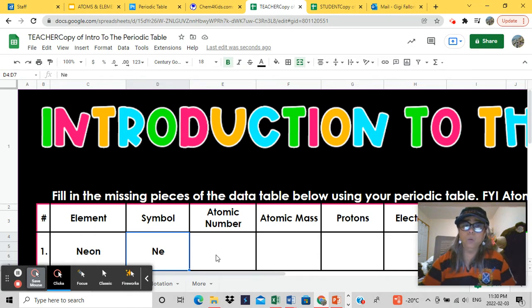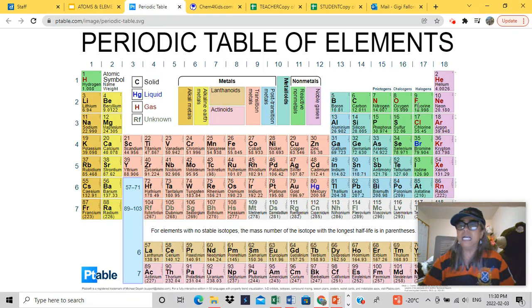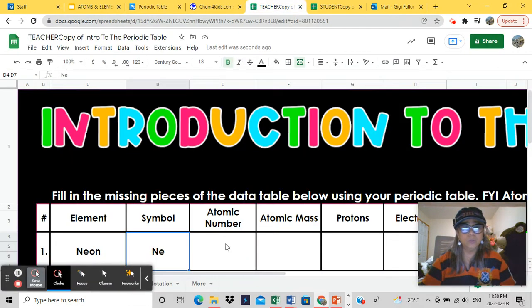Atomic number, where can I see that? Go back to your periodic table. So neon, the number on top, right? So we said, oh, that's a 10. So go back again to this table, write the number 10.